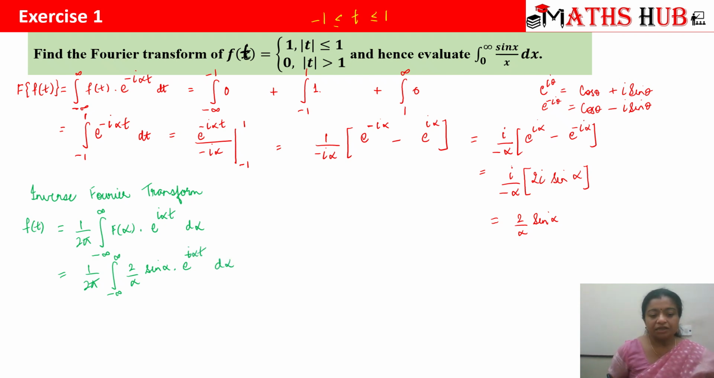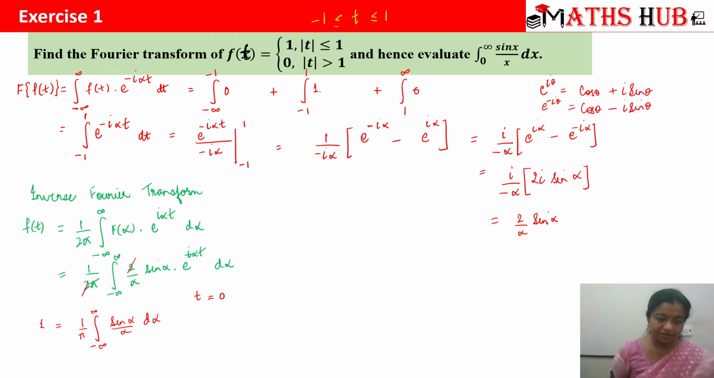Now, this term is not required in the question. So what should I put this term equal to? Let us put t equal to 0 on both sides. So on the left hand side we have f of t. When t takes value 0, f of t will fall in this interval. So the function is 1. So we are left with 2, and 2 also gets cancelled. So we are left with 1 by pi, integral from minus infinity to infinity, sin alpha by alpha d alpha.